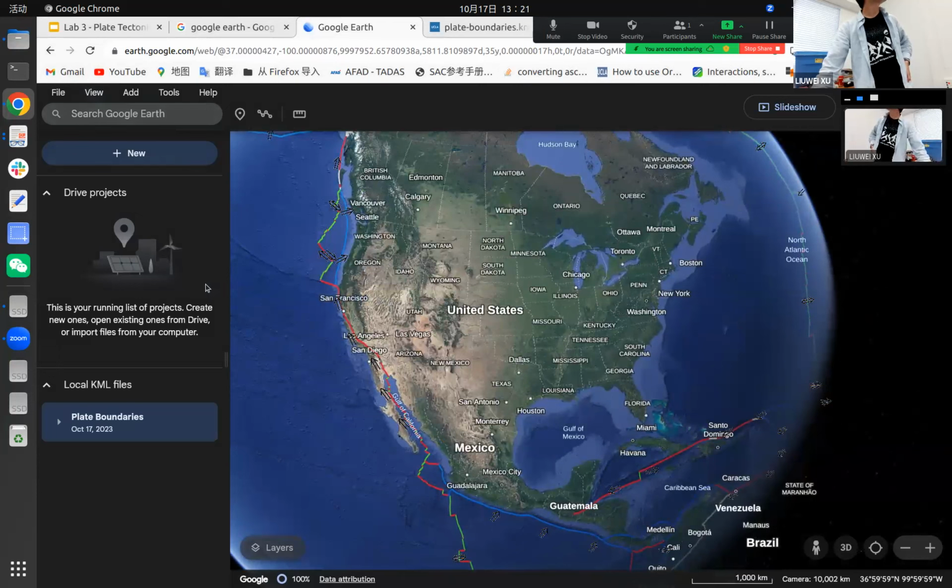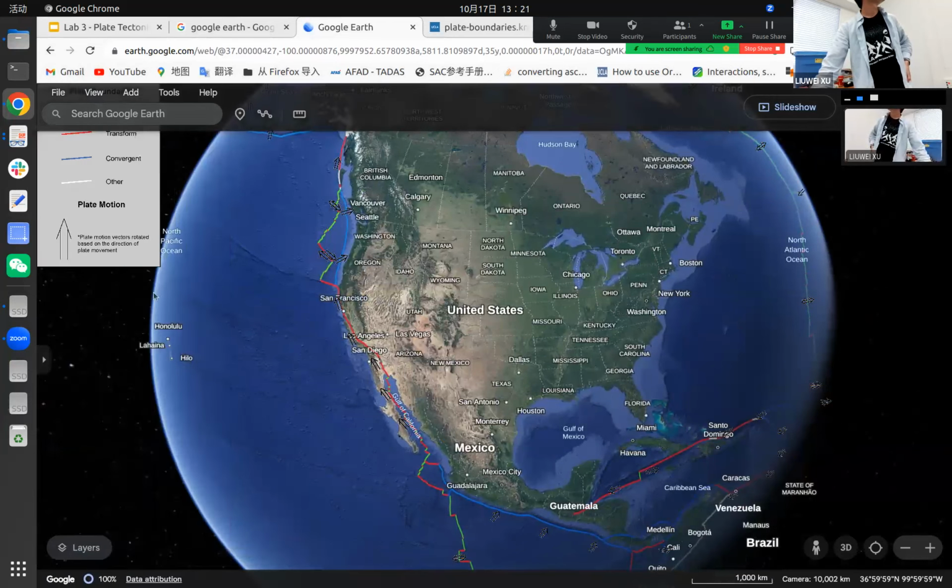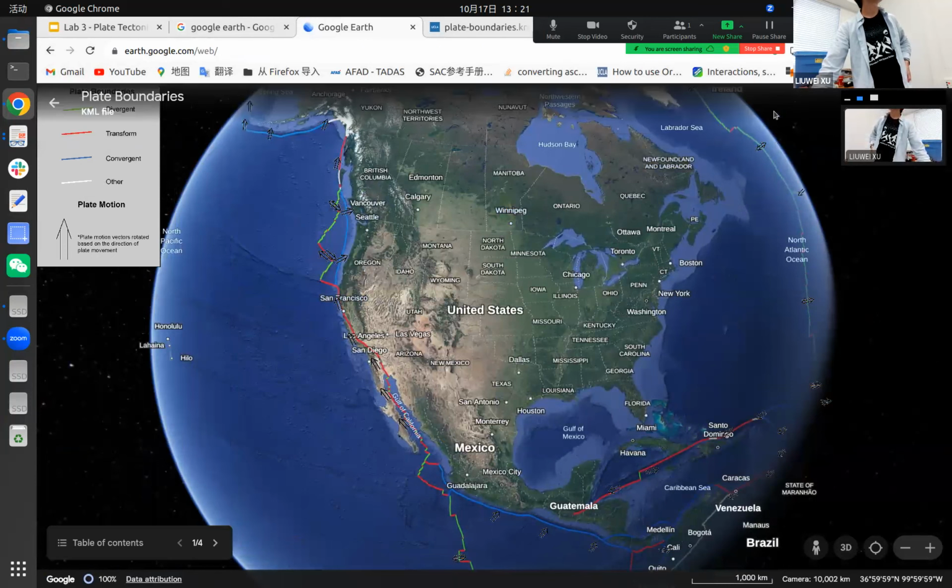After you do that, you will see you have some color lines on top of your Google Earth. These color lines are the plate boundaries. And on the top left, you have a legend for them. The green lines are divergent boundaries. Red lines are transform boundaries. And the blue lines are convergent boundaries.